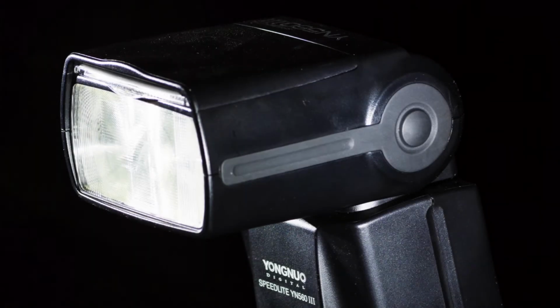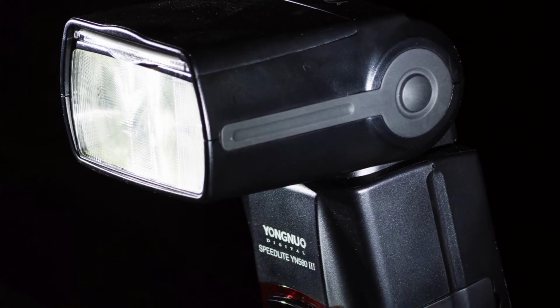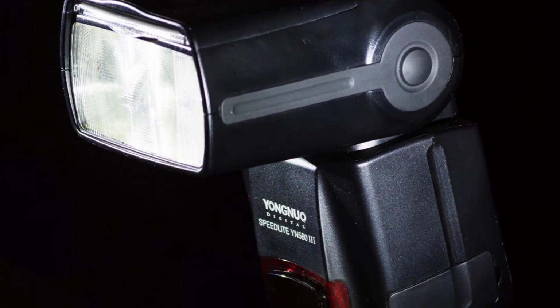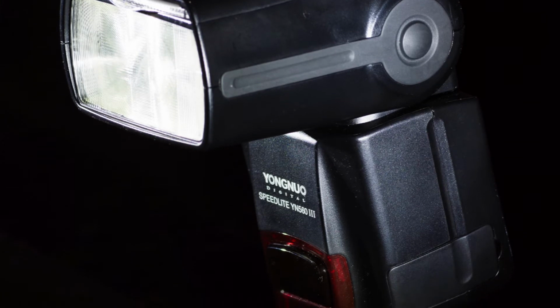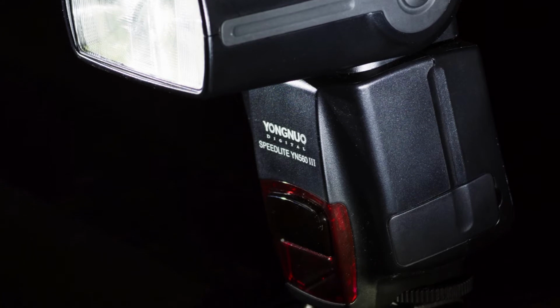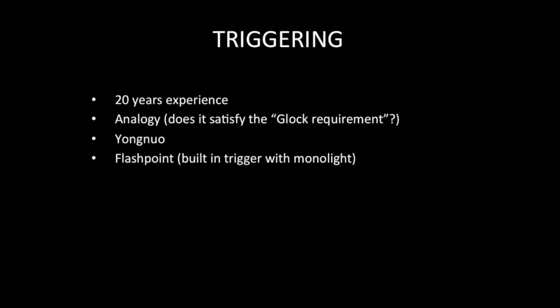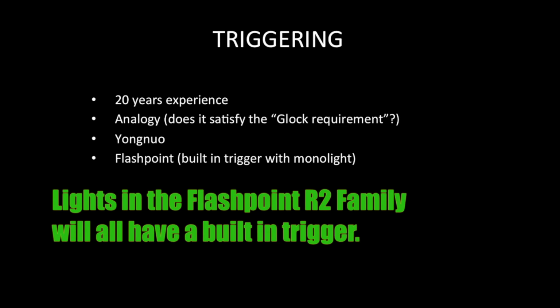So I've narrowed it down to two systems. Yongnuo will be one system, and the other one is Flashpoint. It's really simple; you just have to choose one of these systems. I would say the big advantage of the Flashpoint system is that you're going to be able to trigger your bigger monolights. They're going to have a built-in trigger, okay?